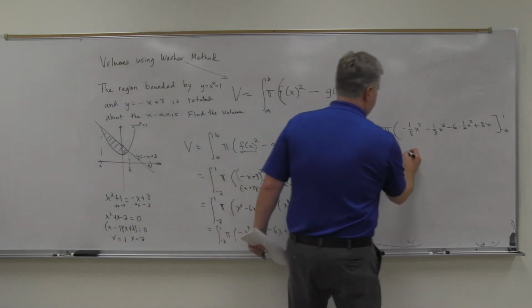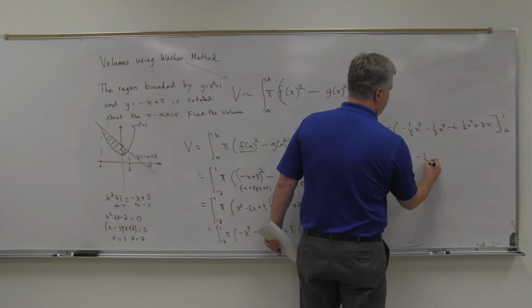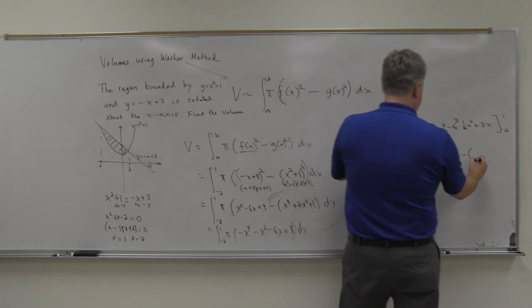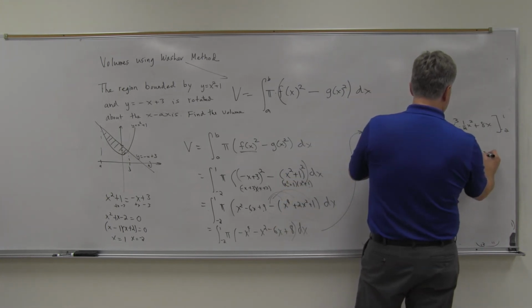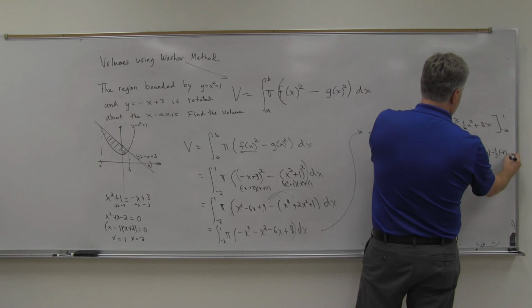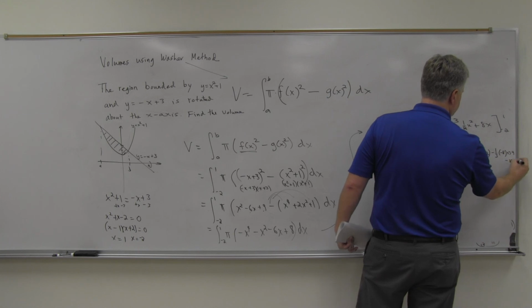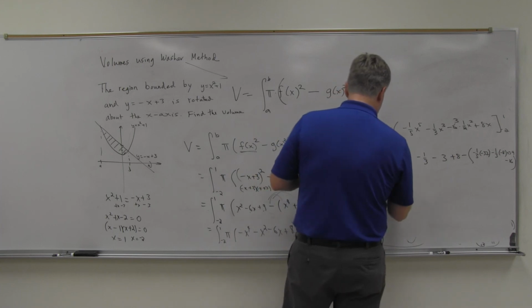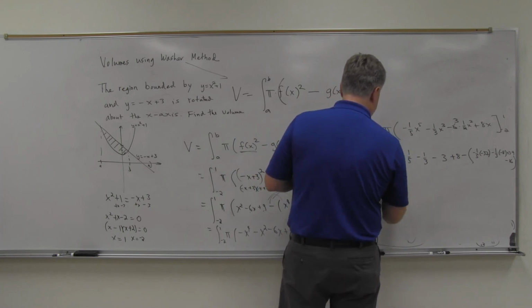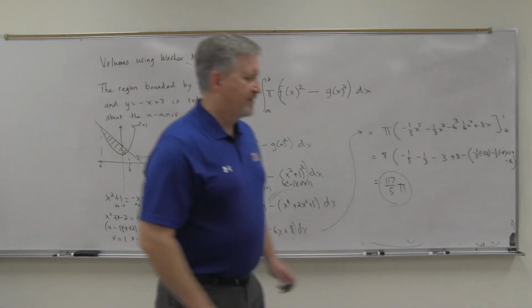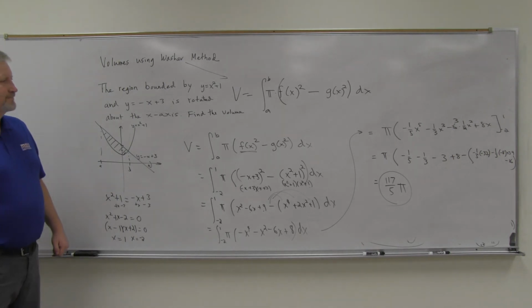Plug in the 1, you got negative 1/5, minus 1/3, that's 3x squared, so it'd be minus 3 plus 8. Plug in the negative 2, that would be negative 1/5 times negative 32, minus a third times negative 2 cubed would be negative 8, 3 times negative 2 squared would be 3 times 4, and then 8 times negative 2 is minus 16. Now I get that all to come out to be 117 over 5 times pi. Check on that, but look, that's what we get. Any questions?